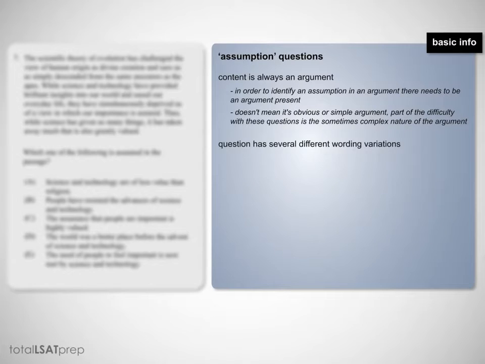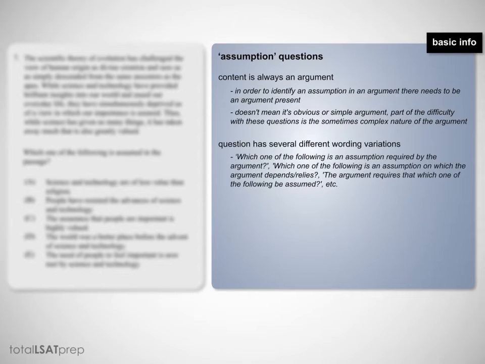Okay, so this question has several different wording variations. The one we have up here is "which one of the following is assumed in the passage," or it could also say "which one of the following is an assumption required by the passage," or "which one is an assumption on which the argument depends or relies," or "the argument requires one of the following assumptions," or "one of the following to be assumed." So essentially, you're going to get some variation on assumption or assumed in the question type. So you need to be on the lookout for that.